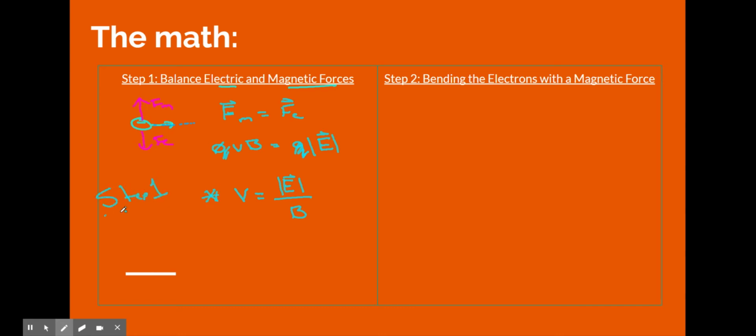And now I'm going to tell you why we need step one, because the speed of the electron was something that is not easily observed or easily measured. And so the first step allowed Thomson to figure out the speed of the electron before he moves on to step two. So pretty simple experiment, but very effective at finding the speed of the electron. Now, step two, bending the electrons with the magnetic force. Why? Well, it will become clear in a second.